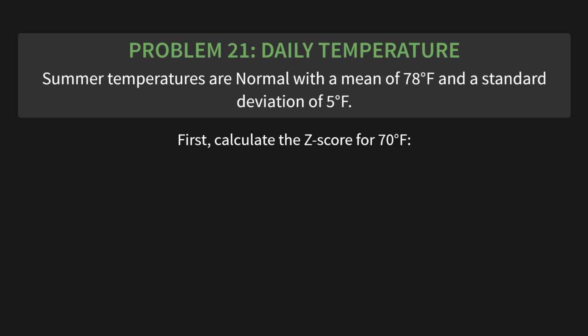First, we need to calculate the z-score for 70 degrees. The formula for the z-score is z equals x minus mu divided by sigma. For us, that's 70 minus 78, which is negative 8, divided by 5. This gives us a z-score of negative 1.6.